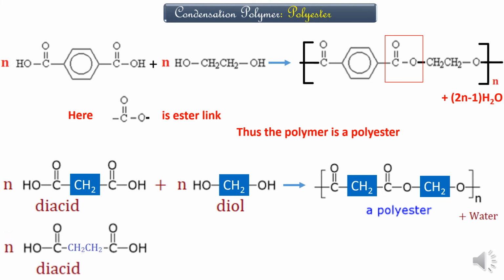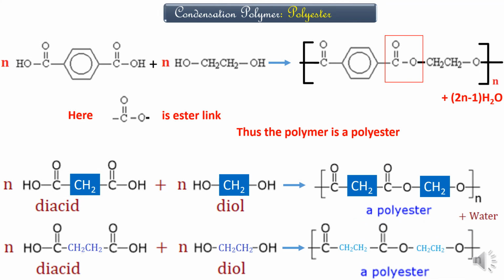Get another example with a middle portion of 2 CH2 in the dicarboxylic acid and 2 CH2 as the carbon chain in the middle of the diol. The polyester is made just by omitting OH from the diacid and H from the diol. Water here is the byproduct.